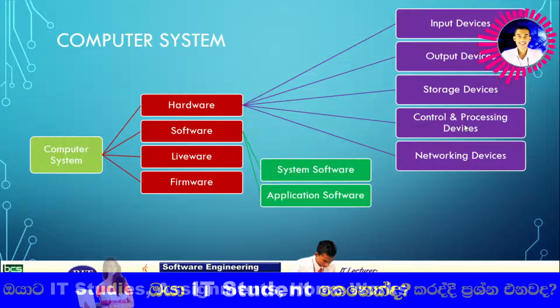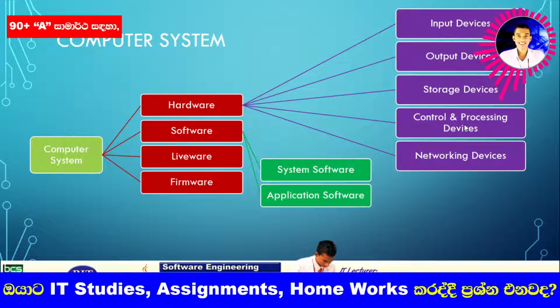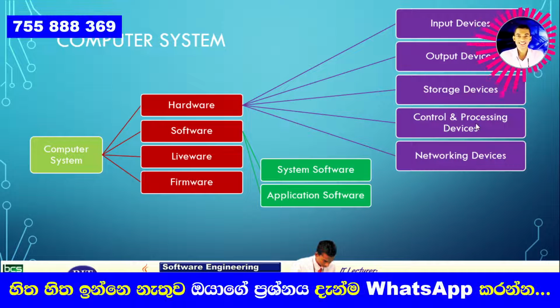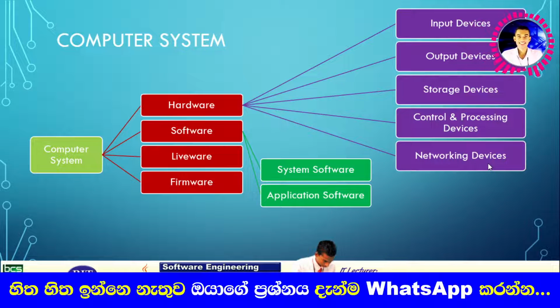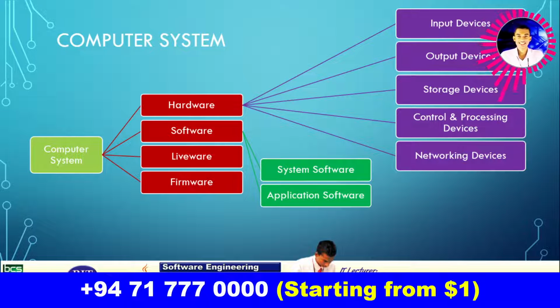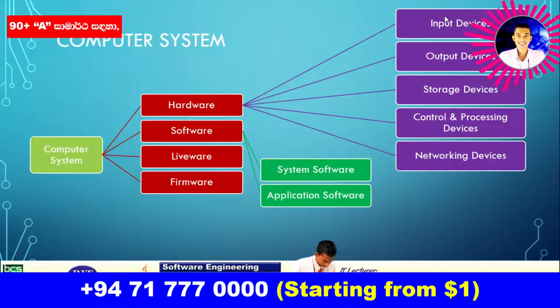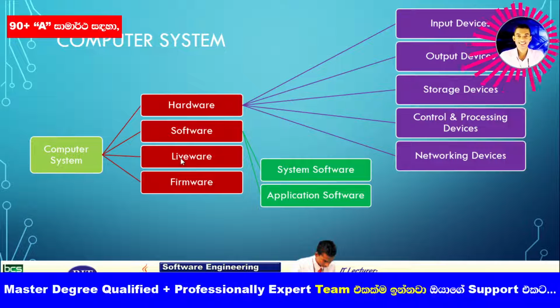Then control and processing devices: we can use control and processing devices to convert data into information. It means for processing tasks, we can use control and processing devices. Next hardware devices, networking devices. Using networking devices, we can communicate our data and information to other destinations. Those are the basic elements of computer hardware. Now we can consider liveware. Actually, liveware is the user who is using the computer.